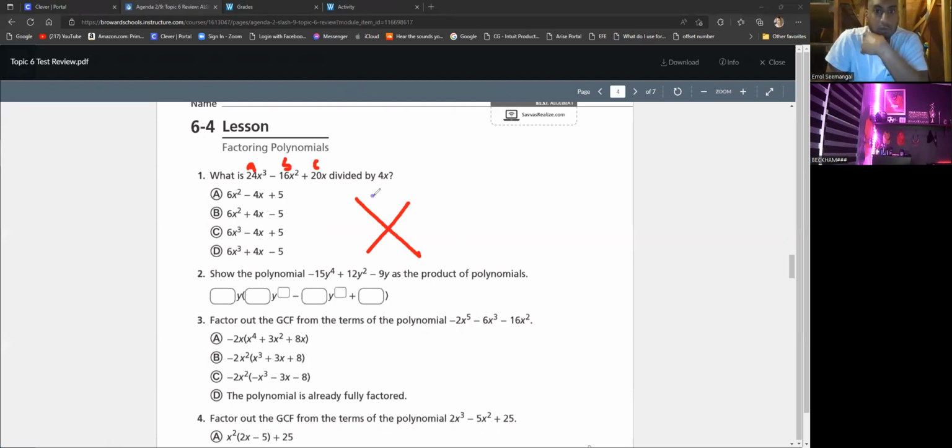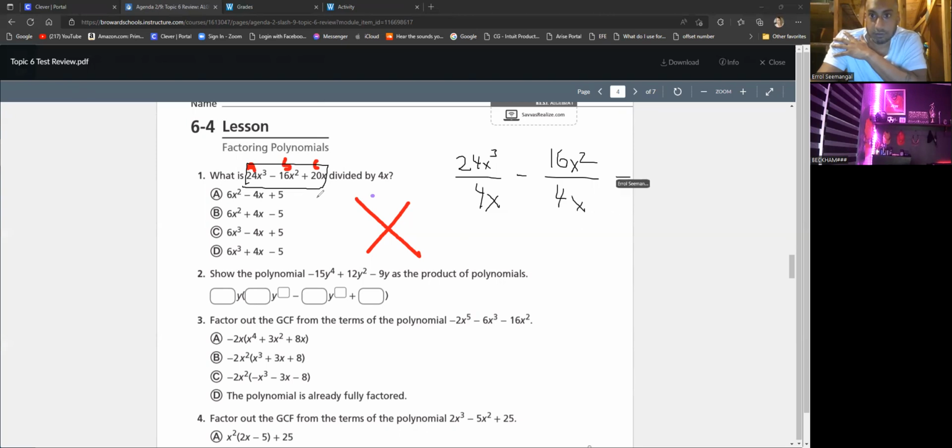Is it 480? The 24 times 20, where are you getting the 20 from? Wait, I'm doing it wrong. See these three terms right here? Take each of them and divide by 4x. Just divide each of them by 4x. That's it.